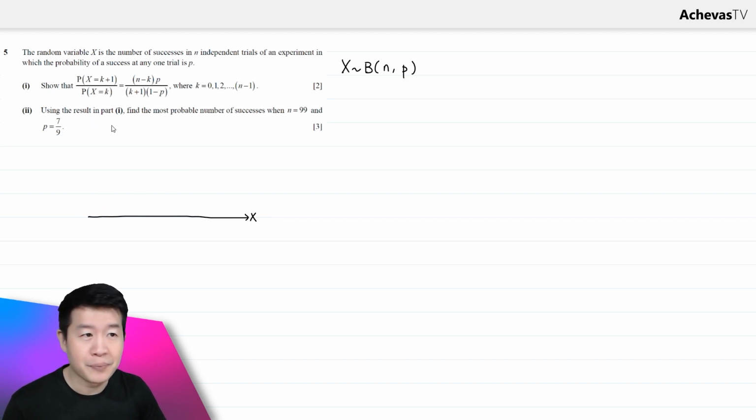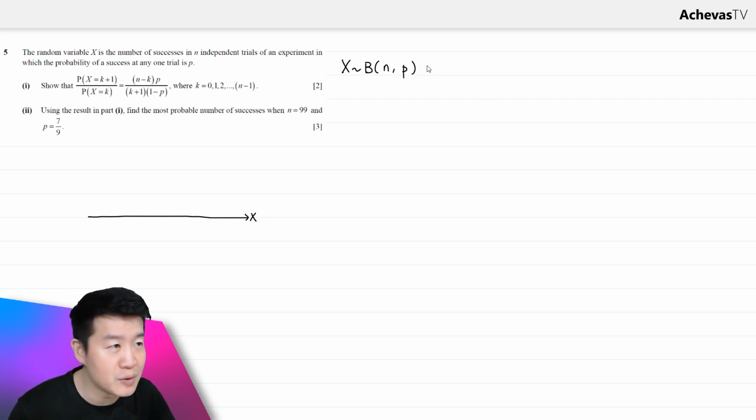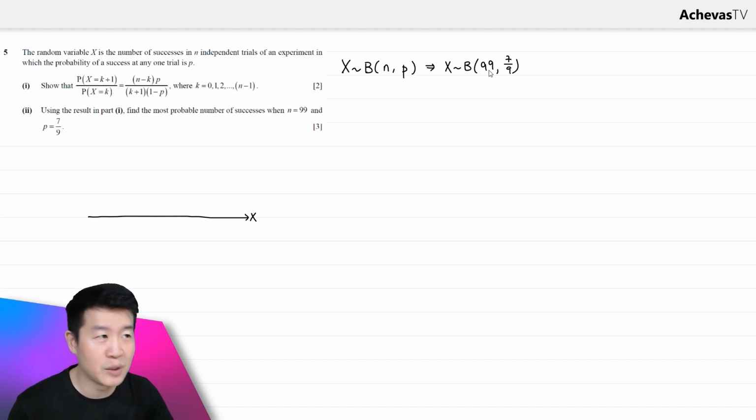So for this case, we are looking at n to be equal to 99. So there will be 99 trials. The probability of success is going to be 7 over 9. Let me just rewrite this first. So we are looking at x that follows a binomial distribution of 99 and 7 over 9. Later, we are going to substitute these values into here, okay? But before that, let me just show you how a typical binomial distribution graph is going to look like.